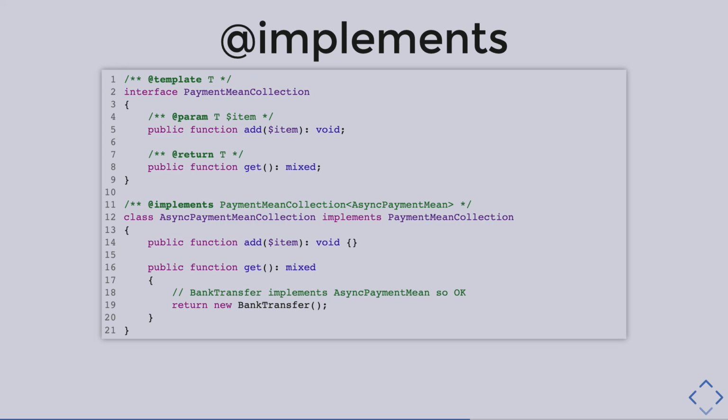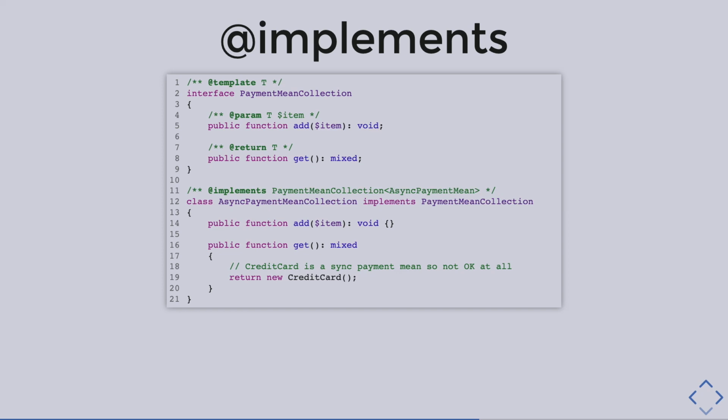And then PHPStan and PHPStorm, etc. will know that my async payment mean collection will handle async payment means. So, for example, a bank transfer. PHPStan will not see any error, and PHPStorm will give me auto-completion and so on. So again, for the developer experience, it's very cool. If I mess up my code and I return a credit card, which is a sync payment mean, well, PHPStan will warn me that there is a potential issue here.